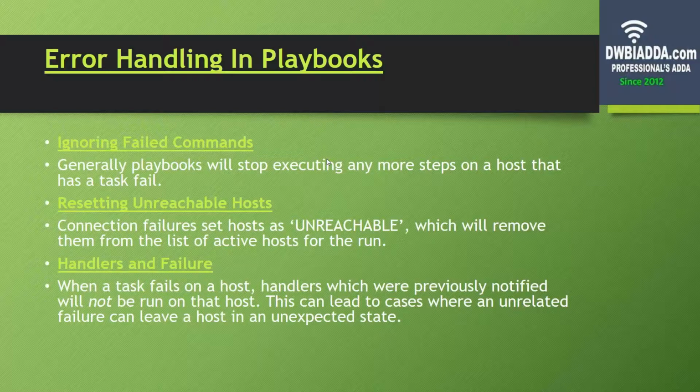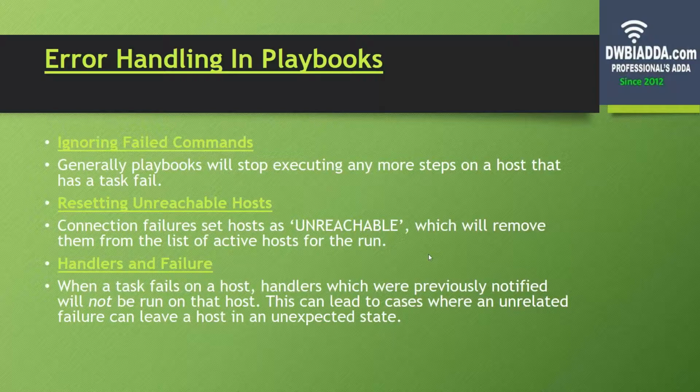If there is a connection failure, set the host as unreachable, which will remove it from the list of active hosts for the run. In case we are running a playbook file and multiple hosts are connected to it, and there is a connection failure, then that host will be automatically removed from the Ansible configuration. So the further implementation of configuration won't be happening on that failed host.